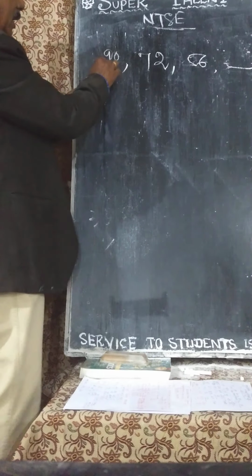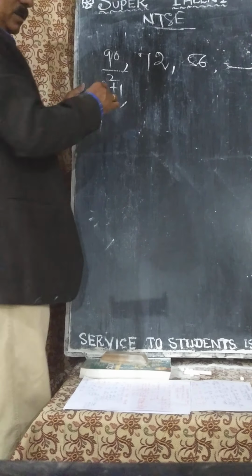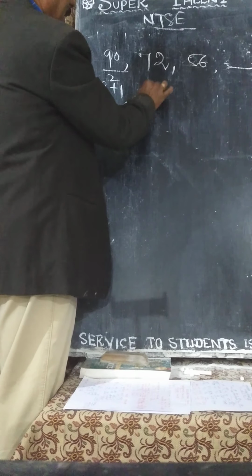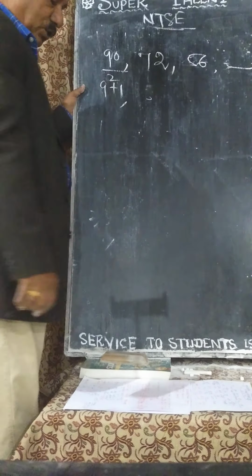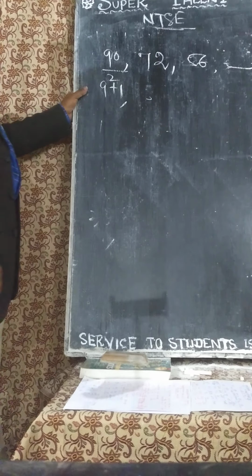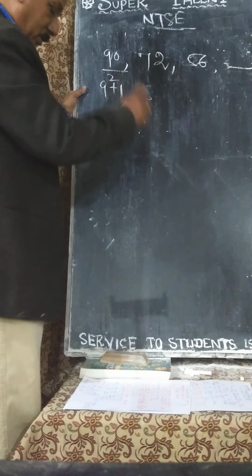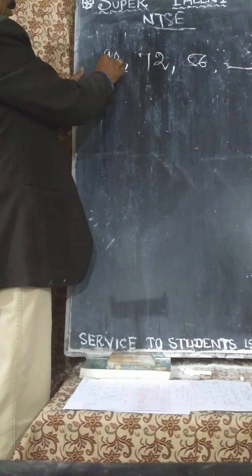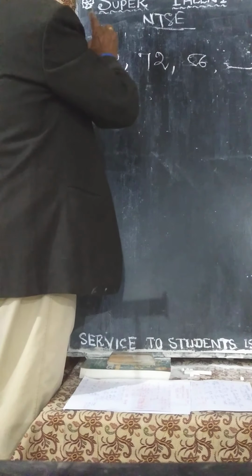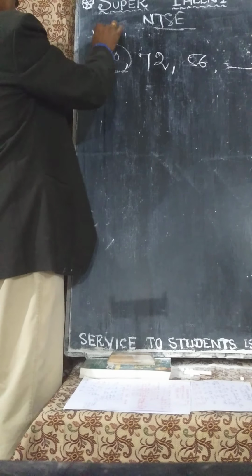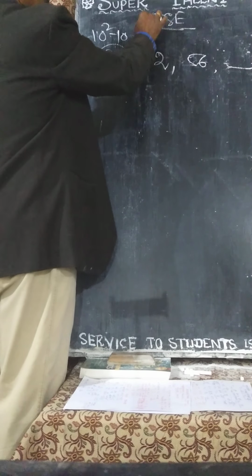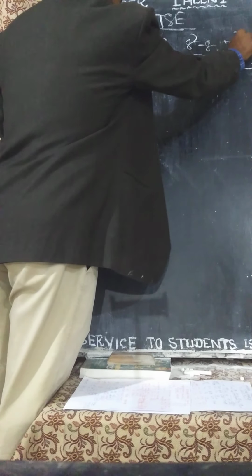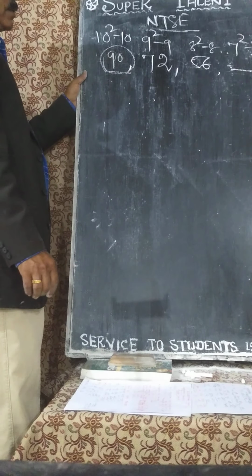So that is, you see here 9 square plus 1, a difficult logic. Here 9 square plus 1, here 8. Here 9 square, then 9 square, another logic you see: 10 square minus 10, 9 square minus 9, 8 square minus 8, then 7 square minus 7.